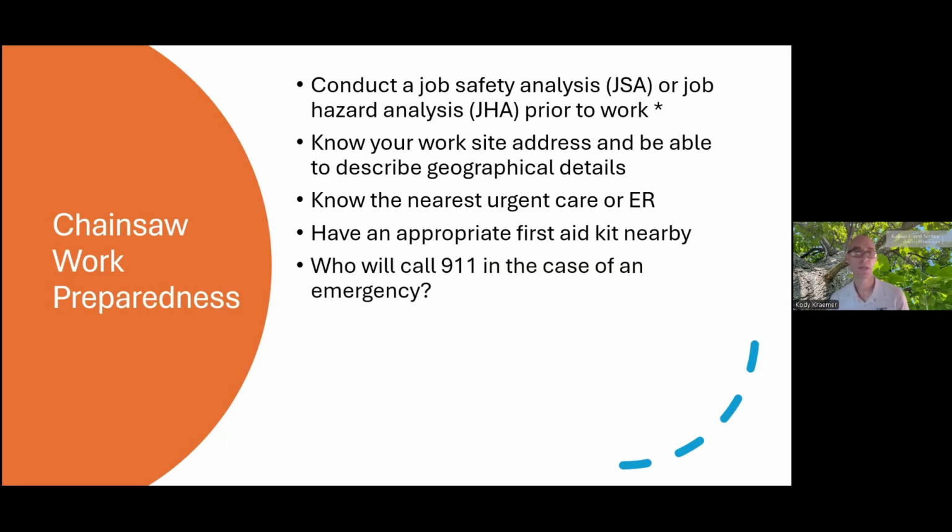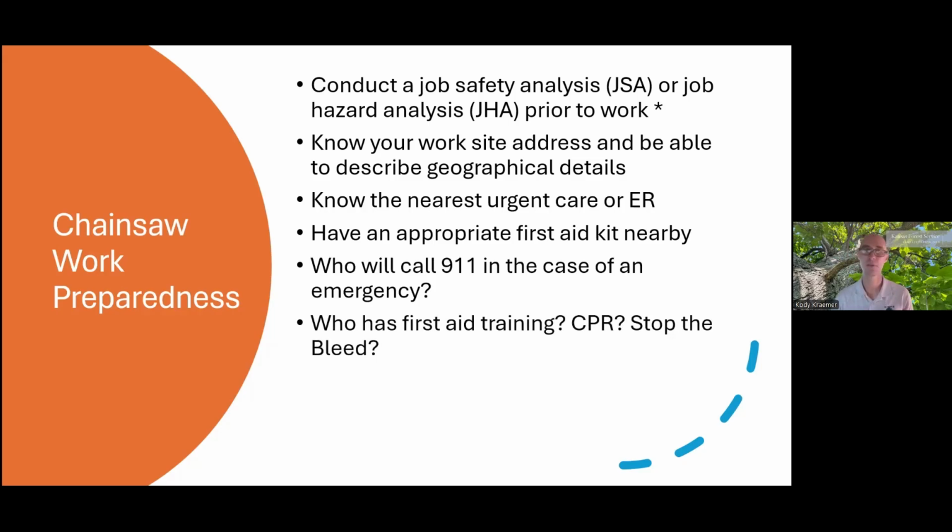Have someone in the crew that is delegated to call 911 before you even start. Have that in your job briefing. Who's going to call 911? And then know within your crew who has the proper training to help in a first response situation.